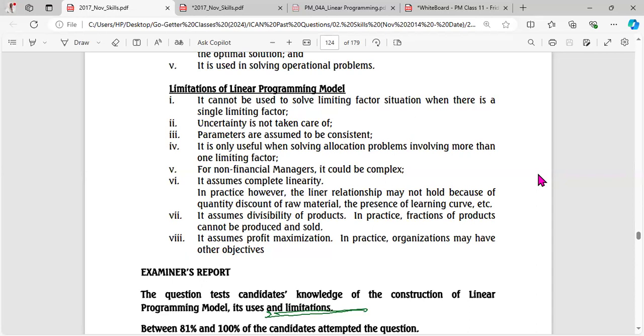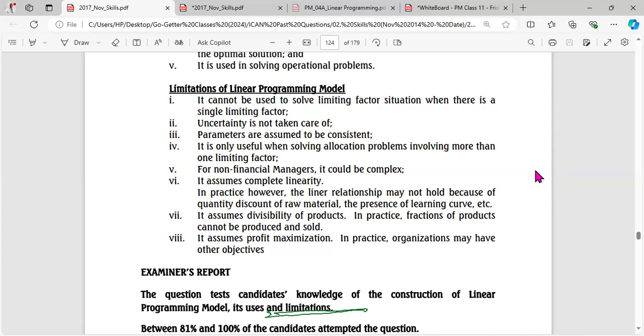All right, number 7, it assumes divisibility of products. That means fractions of products cannot be produced. What it means here is, we said x is 30, y is 50. You cannot produce 30.1 or 30.5, 50.5. No, it must be whole numbers. That is what it assumes.